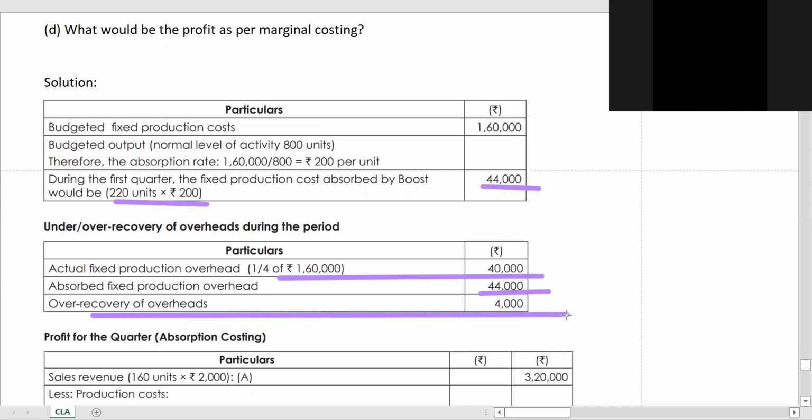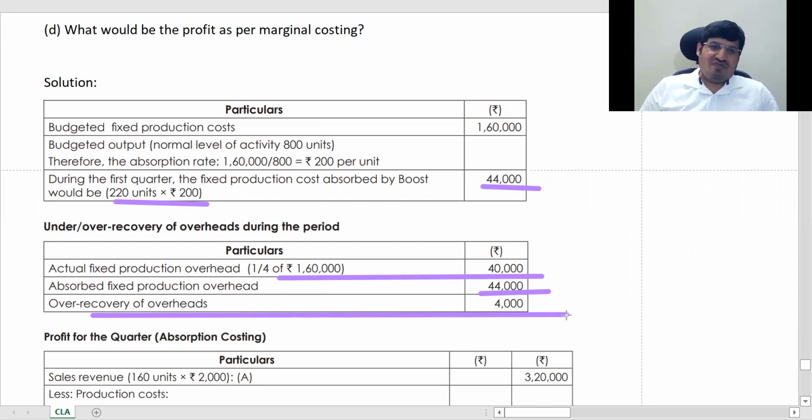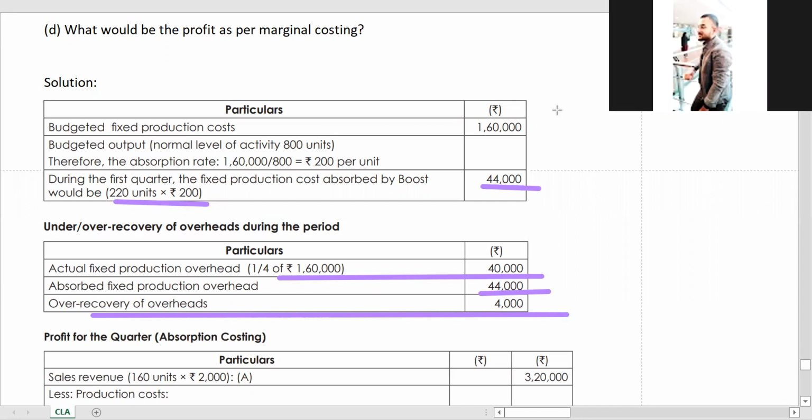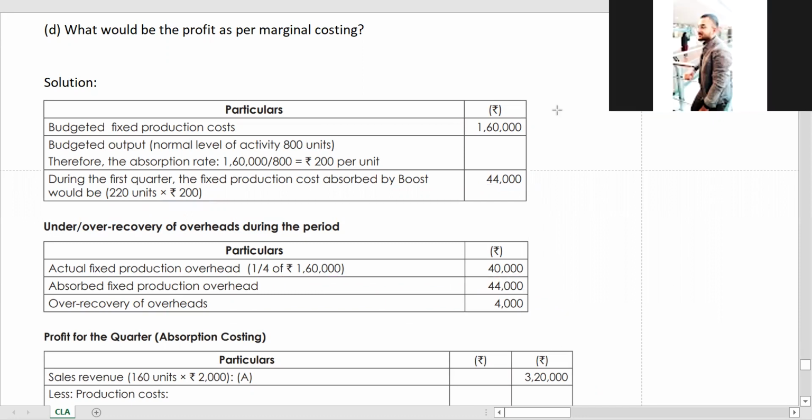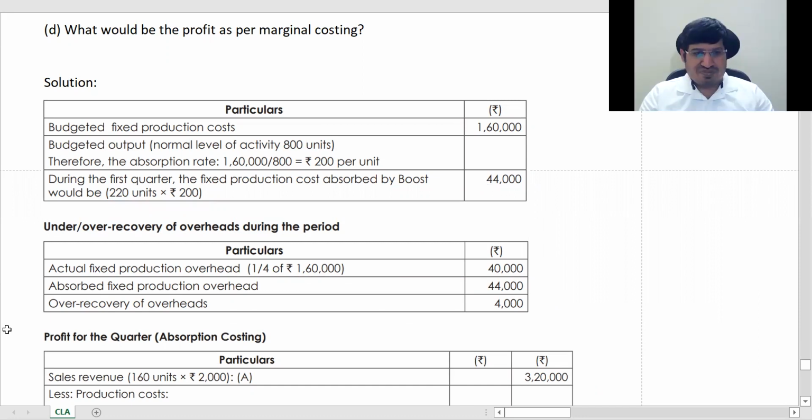No, sir. Everyone fine here, right? No doubt, sir. Okay. So ठीक है, ये हो गया.